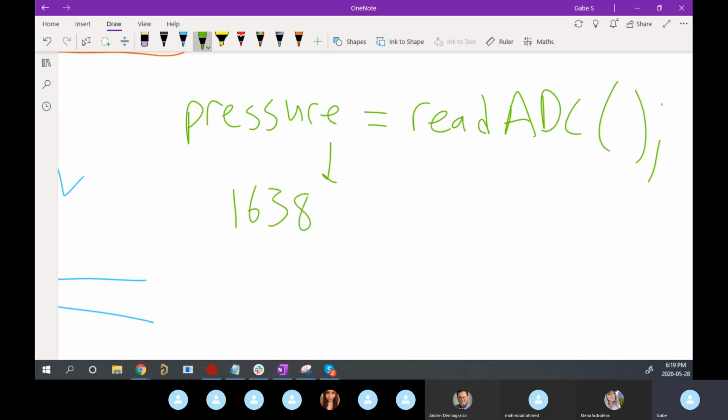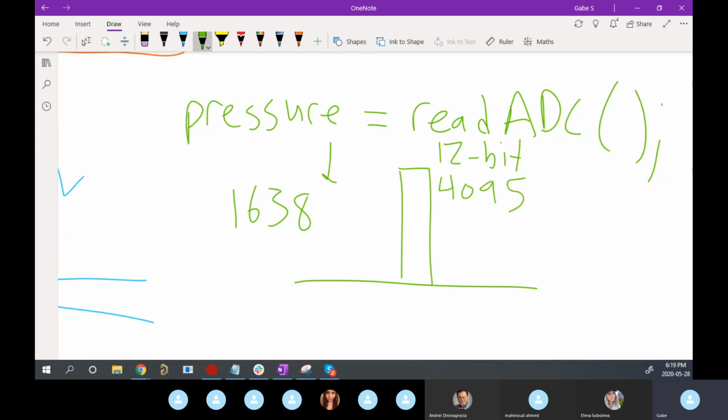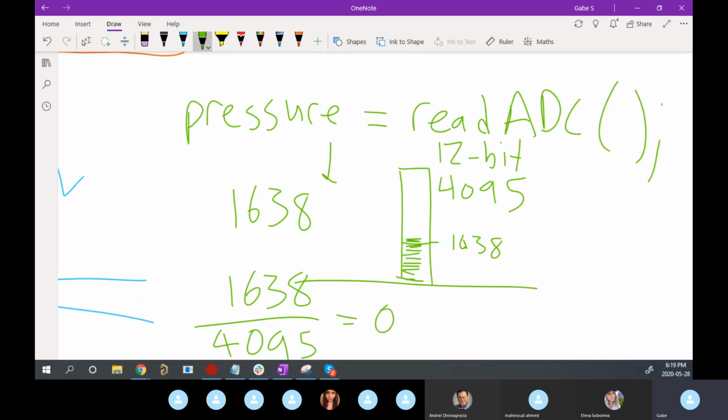Well, the way I do it is figure out the ratio on the digital side, right? I know how many bits I have, which is 12, not 14. Right, 12 bits. 4095. So I'm going to fill up my little bar, right? 1638. Figure out my ratio. And that would be 1638 over 4095, which is 0.4.